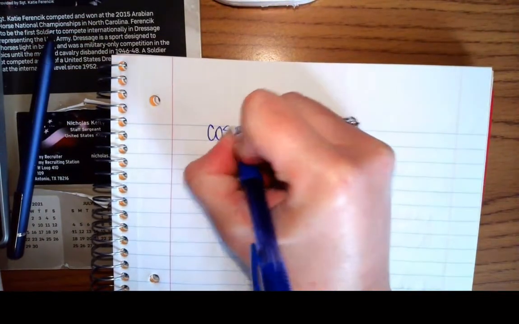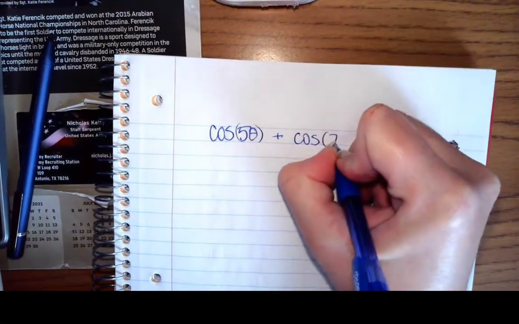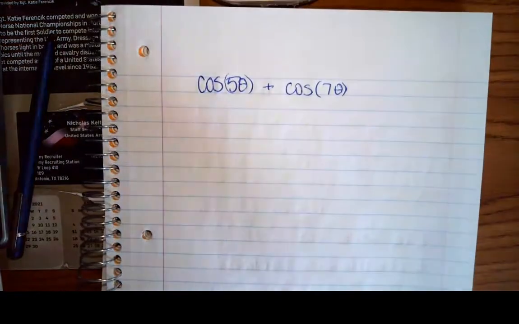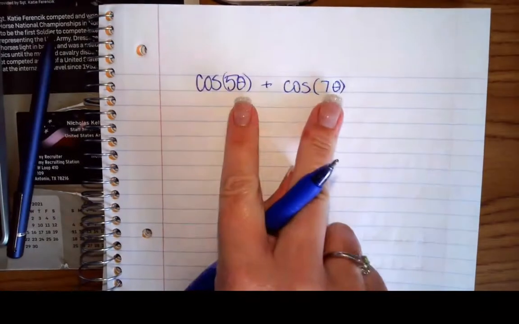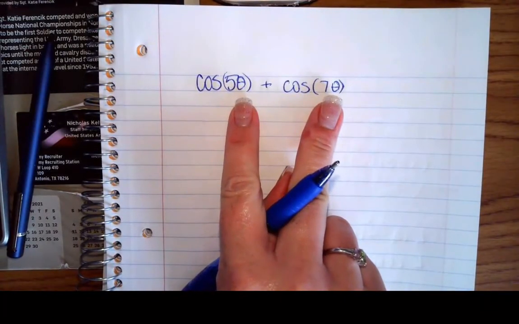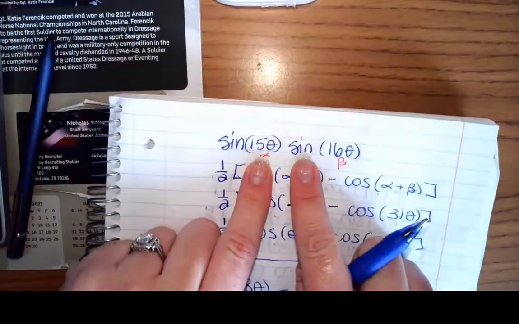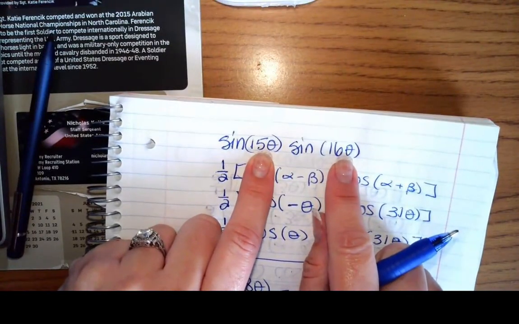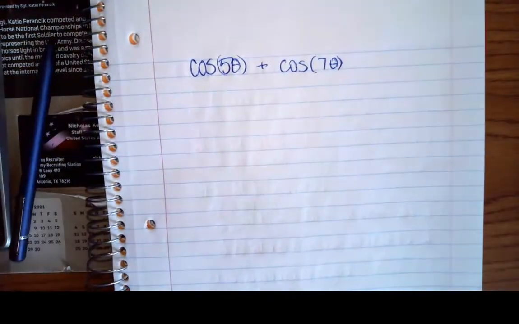I've got, not enough room, cosine 5 theta plus the cosine of 7 theta. This is going to be cosine plus cosine of different angle measures. If these were the same angle measures, you would combine them and say 2 cosines of that angle measure. Okay? But you're not going to do that. And similarly, if you had been multiplying here and your arguments matched, you would get sine squared. But that's not what we have. So that's not what we're doing.